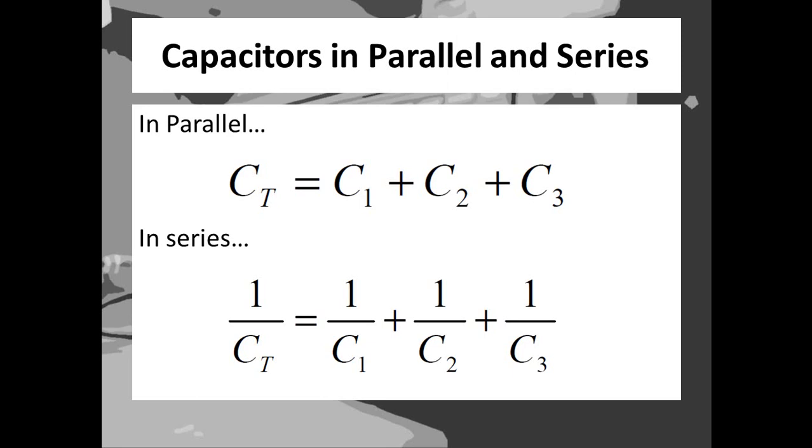Now, because the voltage is being shared in series, the capacitance actually becomes less. And you've got the rule: 1 over Ct is 1 over C1 plus 1 over C2 plus 1 over C3.